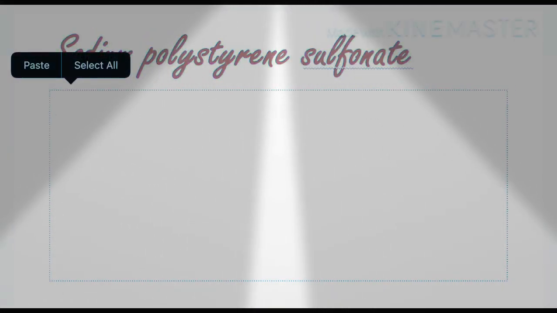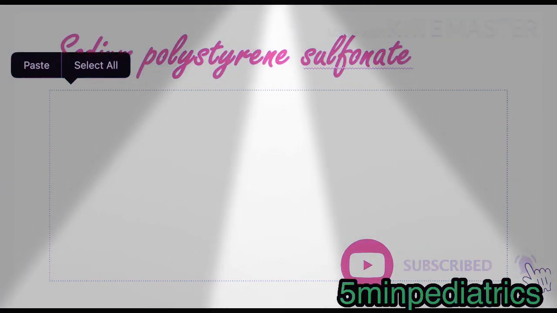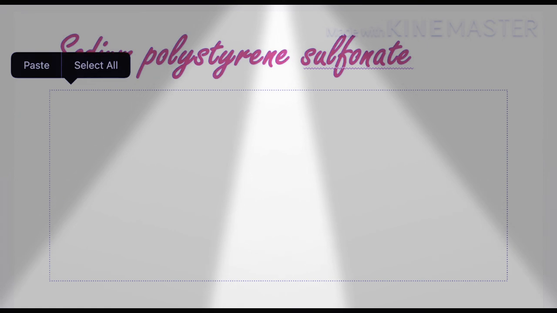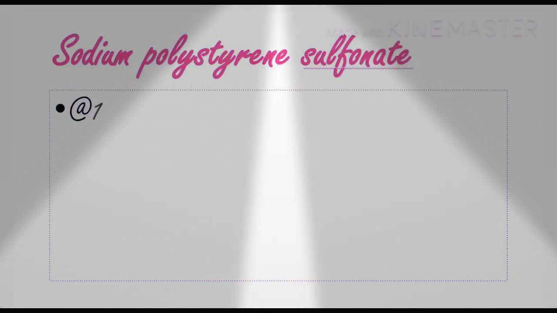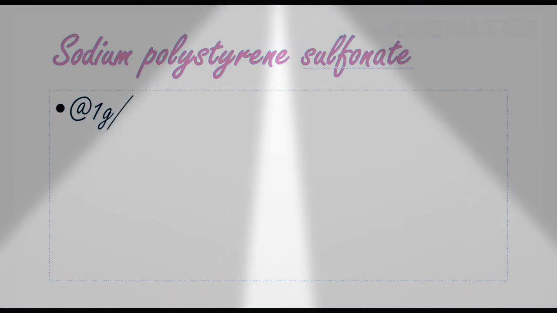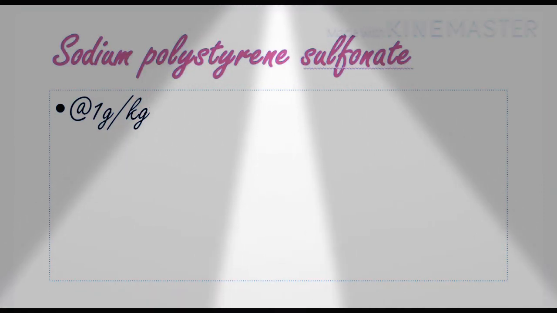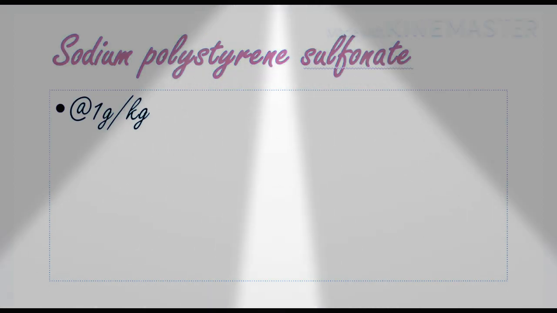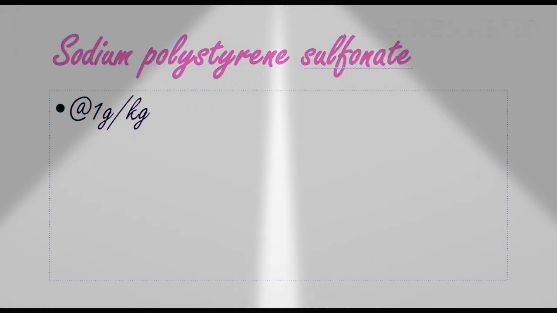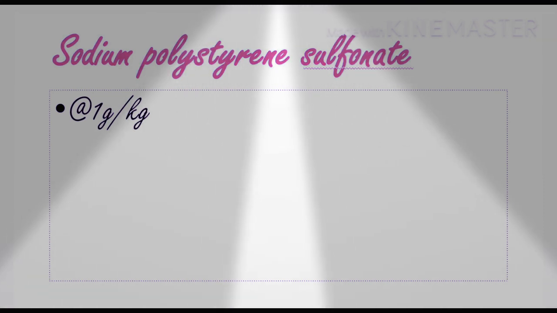The next drug we have is sodium polystyrene sulfonate. Actually, it is a sodium potassium exchanger. It can be given orally or as a retention enema. The dose is 1 gram per kg, and it is mixed with sorbitol. Generally, 1 gram removes 1 milliequivalent of potassium in exchange for 2 to 3 milliequivalents of sodium. Orally available, we also have patiromer.